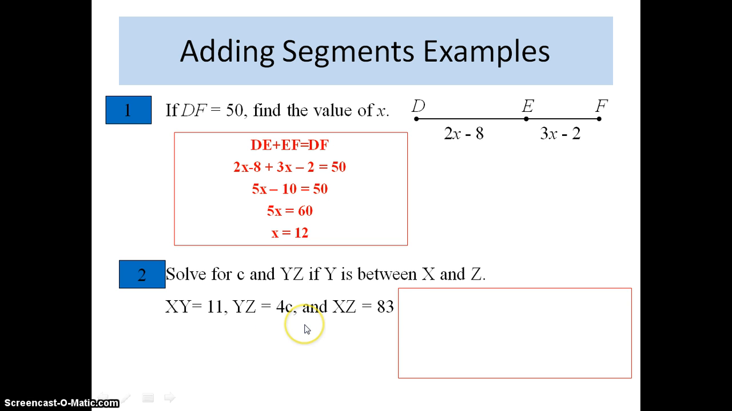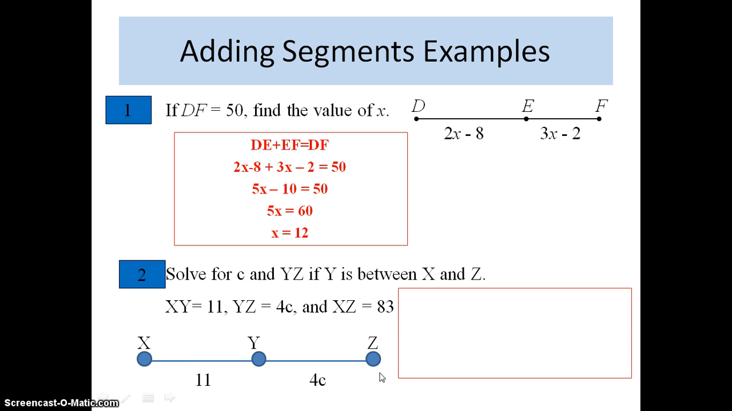Alright, the next one says solve for c and YZ if Y is between X and Z. And then it tells you what XY, YZ, and XZ, their measures are. If you do not have a picture, you have to draw a picture. You need to get in this routine now because it will really help you out in geometry. So first we're going to draw a picture where Y is between X and Z. So point Y is between points X and Z. Then we're going to label what we know. XY is 11, and YZ is 4c, and then this whole thing is 83.